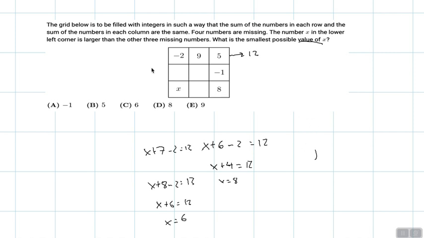So this number could have 8 and x would be, looking at this column, 6. Let's call this y. If this were 9, x would be 5. If this were 10, x would be 4. 11, x would be 3, 12, x would be 2.